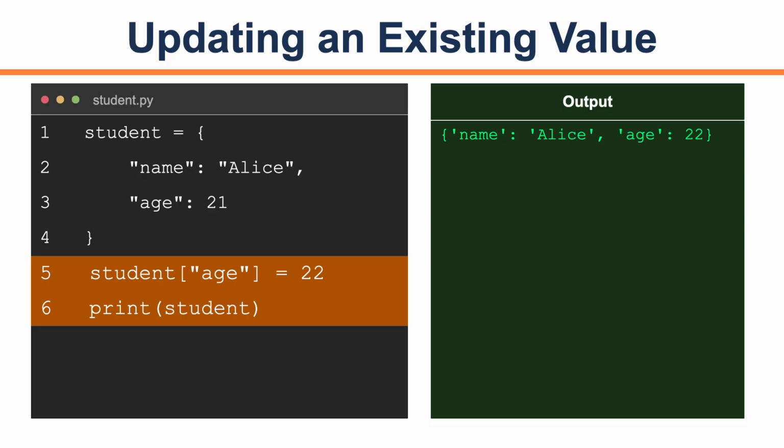Python finds that key, replaces the old value, and moves on. The dictionary still has the same two keys, but the data stored under age has changed.